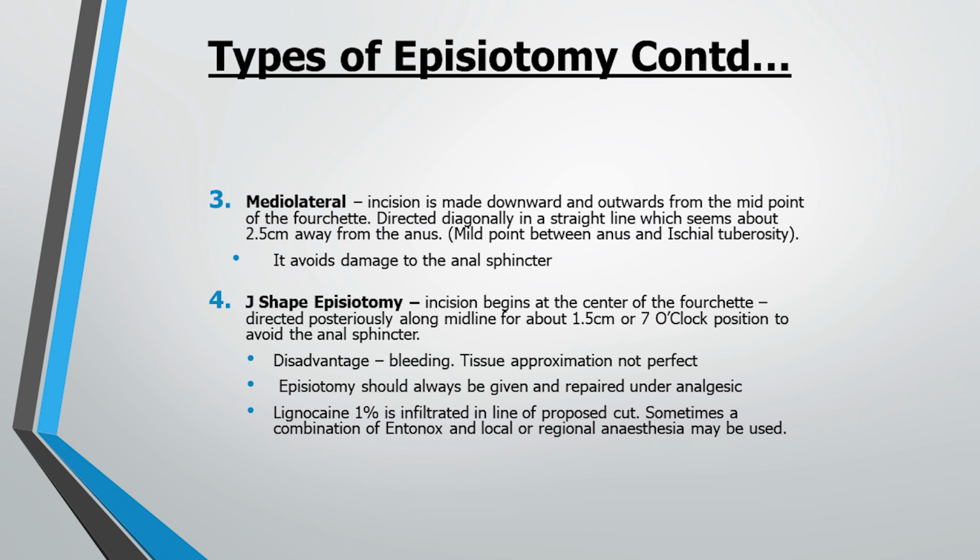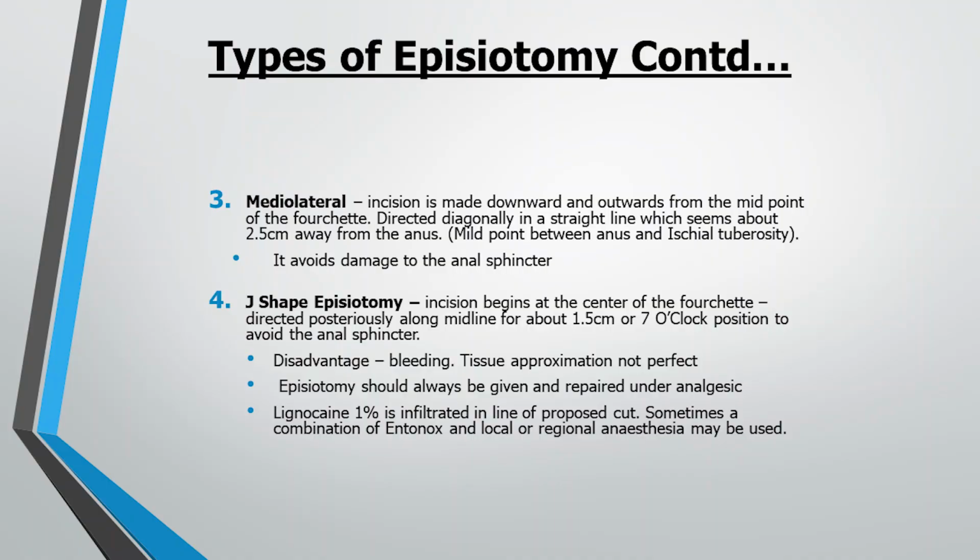From the midpoint of the fourchette, the incision is made downwards and outwards in a diagonal straight line, about 2.5 centimeters away from the anus and towards the ischial tuberosity. And this tends to avoid damage to the anal sphincter because you are moving away from the anal sphincter. It's the commonest episiotomy we are likely to see.